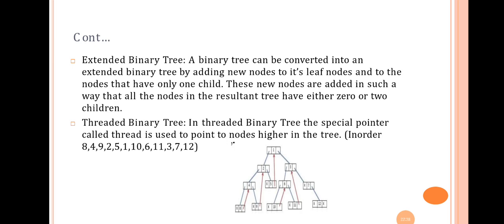Extended binary tree. A binary tree can be converted into an extended binary tree by adding two nodes to its leaf nodes and to the nodes that have only one child. These new nodes are added in such a way that all nodes in the resultant tree have either 0 or 2 children. Next is a threaded binary tree. In a threaded binary tree, a special pointer called a thread is used to point to nodes higher in the tree.